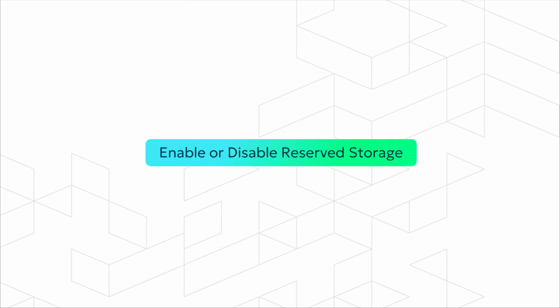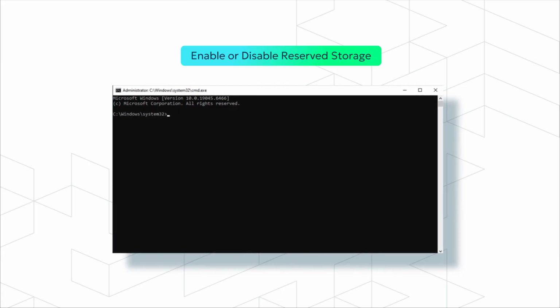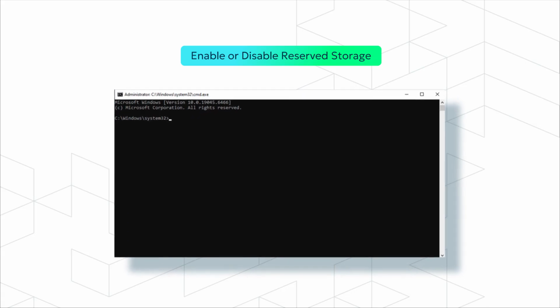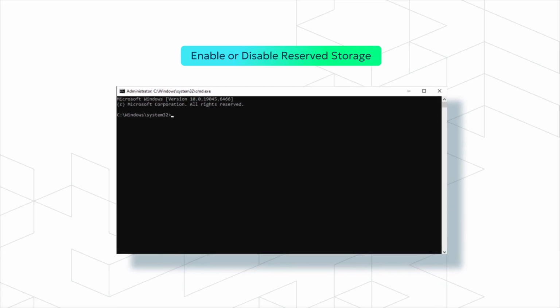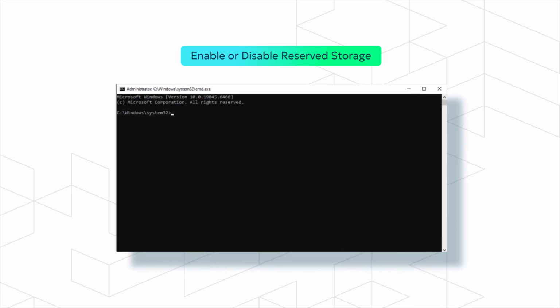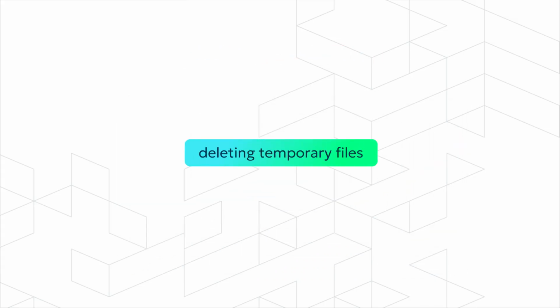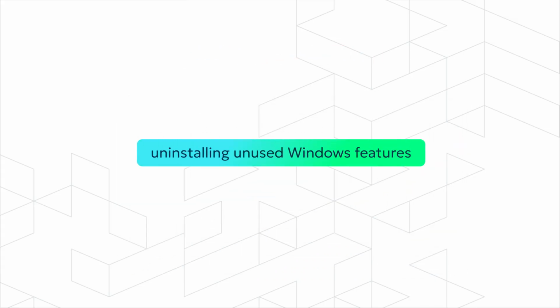Enable or disable reserved storage. You can also use command prompt to either enable or disable reserved storage. Check out our blog for the full commands. However, we don't recommend disabling reserved storage. This can cause potential update issues and system instability. Instead, you can free up space by deleting temporary files, enabling Storage Sense, or uninstalling unused Windows features.